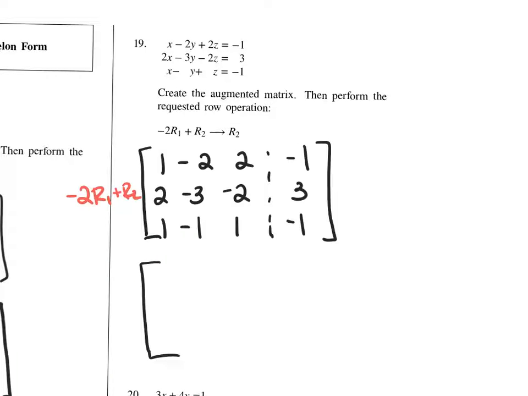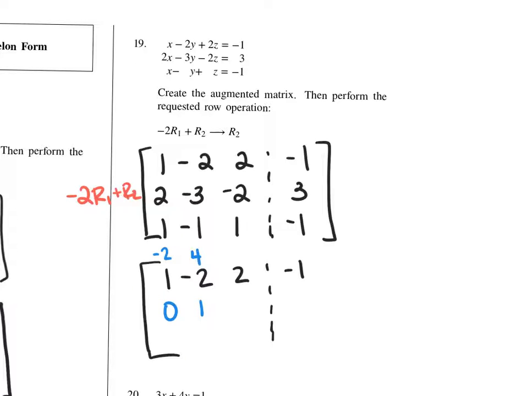So first row, don't touch it. 1, negative 2, 2, negative 1. The second row, we're going to take the first row, multiply everything in that first row by negative 2. And if you need to remember, write the numbers up here to help yourself out. So negative 2 times 1 is negative 2. I'm going to add R2 to that. So I'm going to do negative 2 plus 2. That's going to give me a 0. Then I'm going to multiply negative 2 times negative 2. That's a positive 4. I'm going to take 4 plus a negative 3 and get 1.